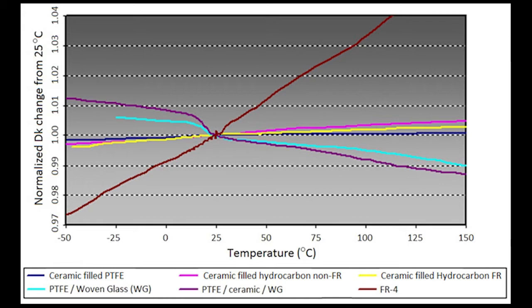So this is actually a change in Dk with a change in temperature, and the y-axis is normalized Dk as I've mentioned. The x-axis is temperature going from minus 50 C to plus 150 C.